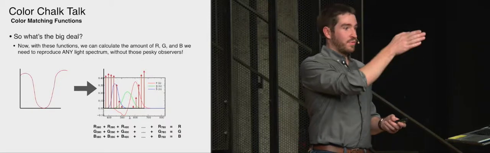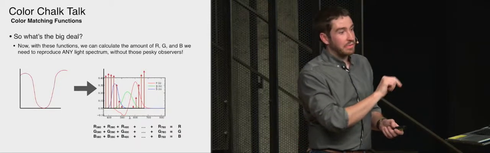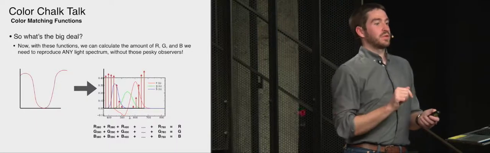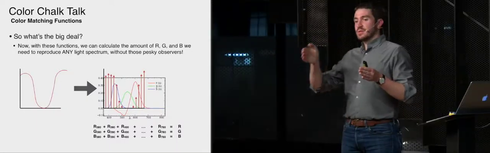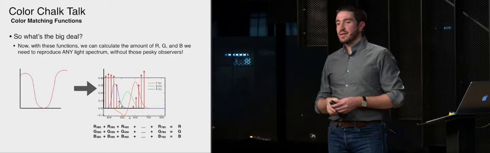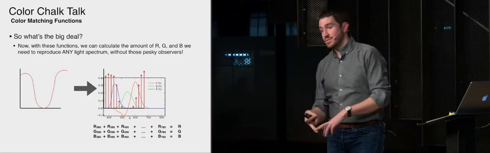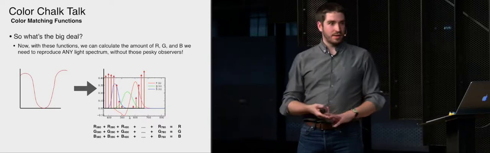I need, okay, for the first wavelength, I need really nothing. For that third wavelength, I need a lot of blue, a little bit of negative red, a little bit of green. And you can see how you can just stack these all end on end and sum that all up. And at the end, I know how much of this red, how much of this green, and how much of this blue I need.